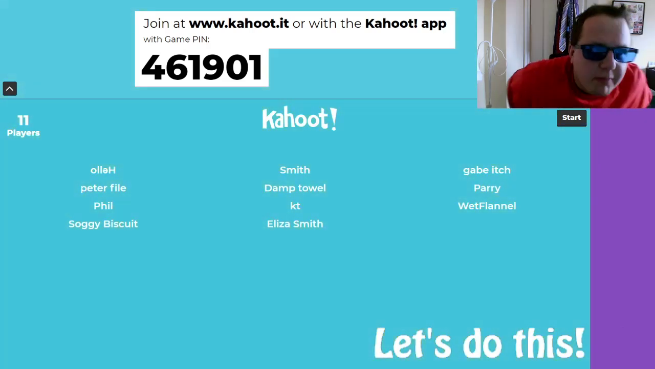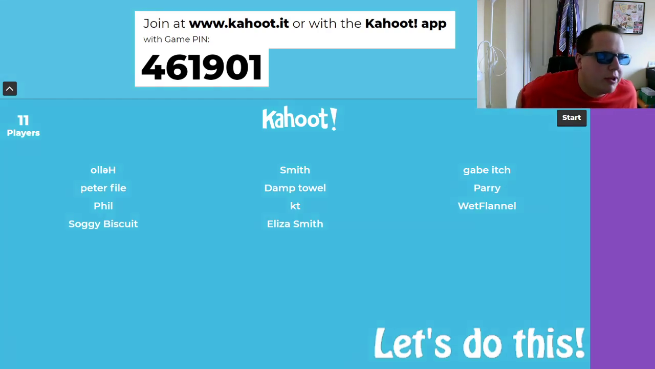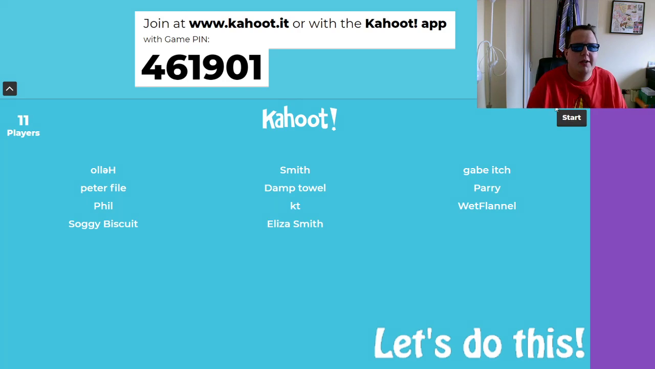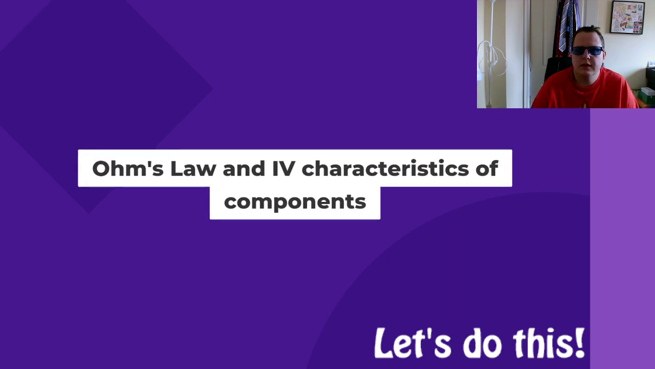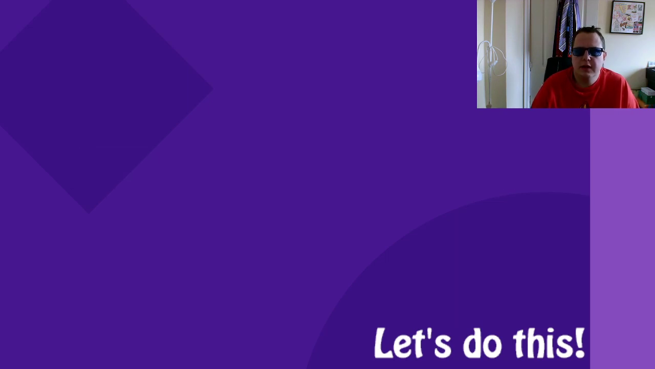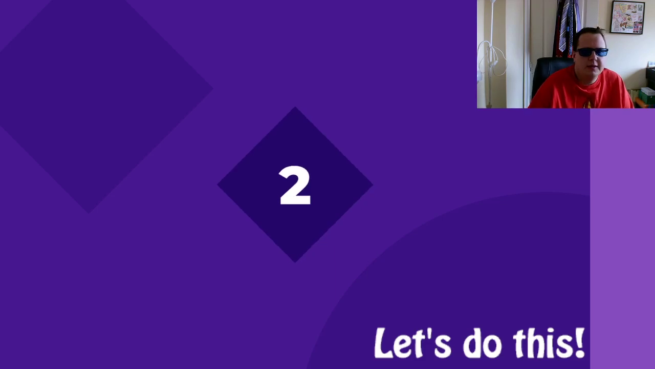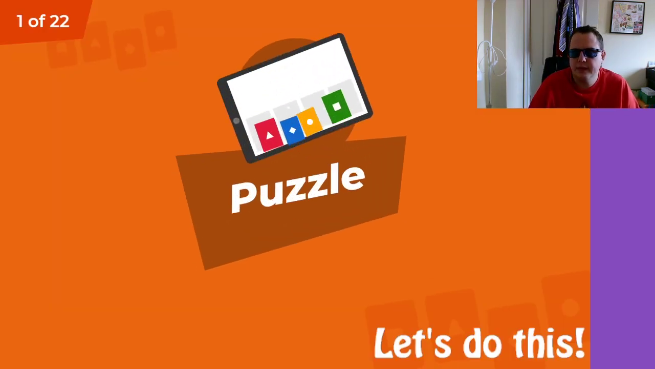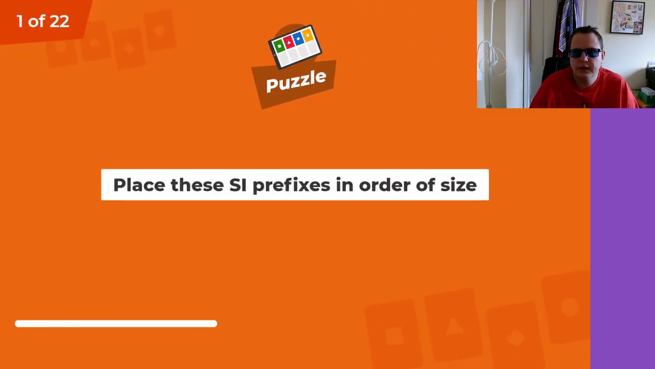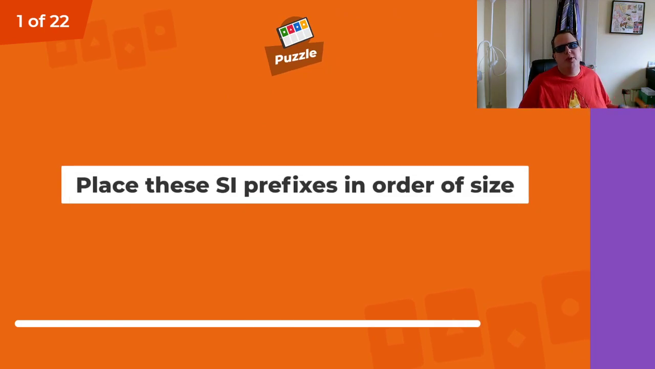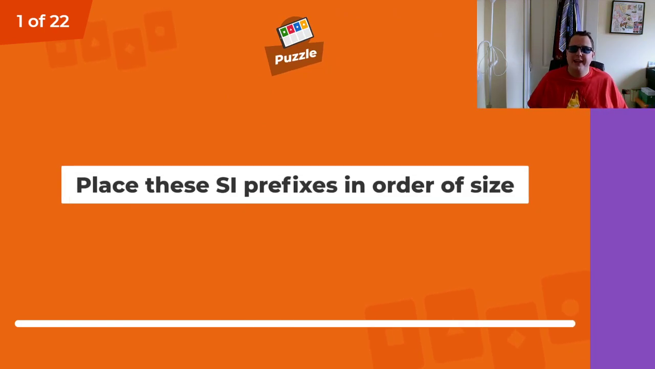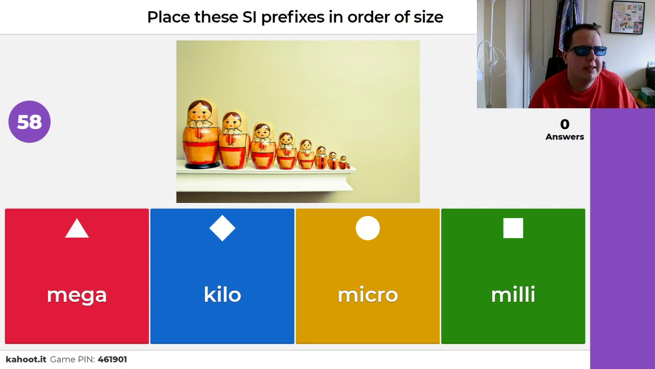Okay then, so 11 of us, not many of us here today. Alright, let's get started then, guys. We're going to start off with the puzzle. We're going to put our SI prefixes in order, starting with the smallest, working to the biggest.